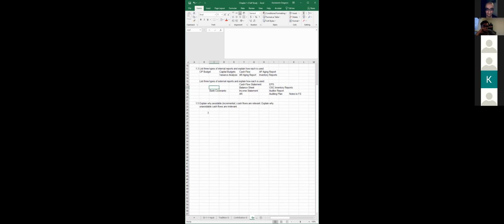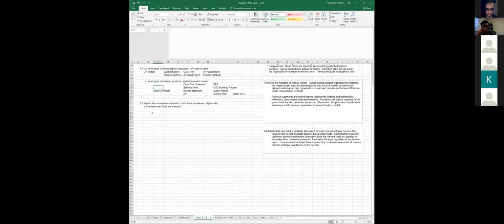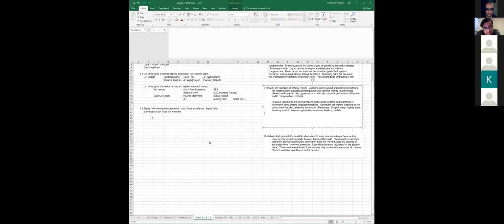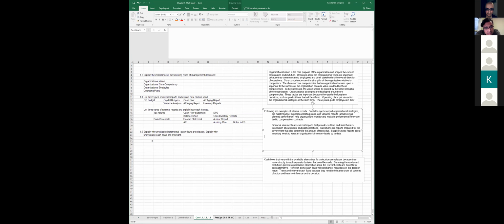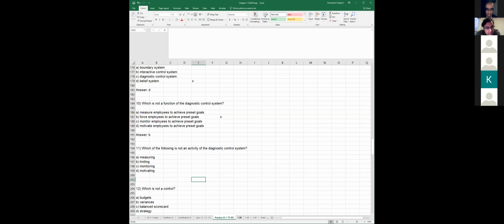Okay, let's see if we're close here. Examples of internal: capital budgets. Good, somebody said that. Support strategies, master budget. Operating budget, we got some of it. Variance reports, good, somebody said that. Variance analysis, good. Financial statements, let's see. Oh, tax returns, we forgot about that. That's a big one, tax returns. Okay, that's good. What else do I have? We did the traditional.